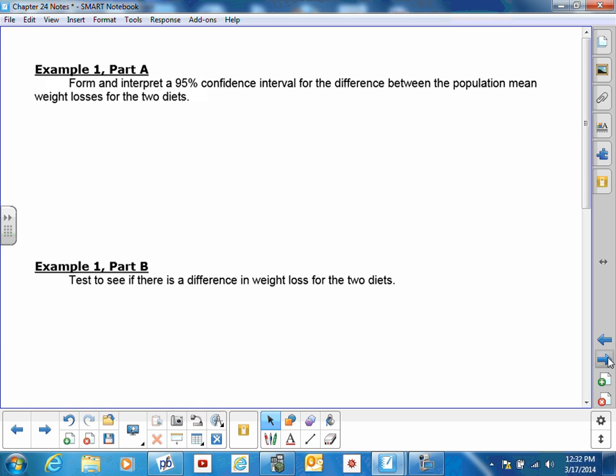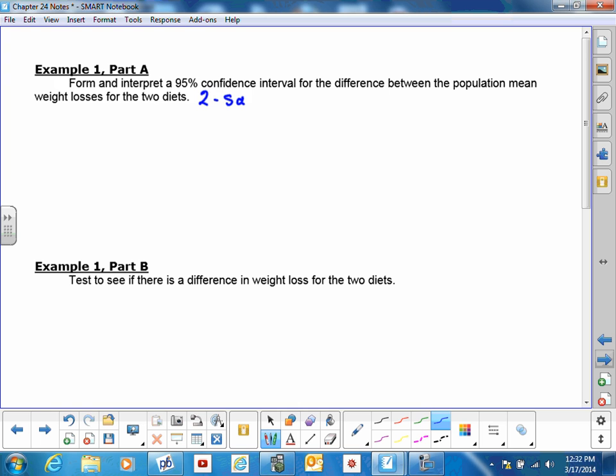Part A, form and interpret a 95% confidence interval for the difference between the population mean weight losses for the 2 diets. So basically I need to do a PANIC model, the P and the A we just did on the front. So we are to name that interval. What do you think the name of this interval would be?